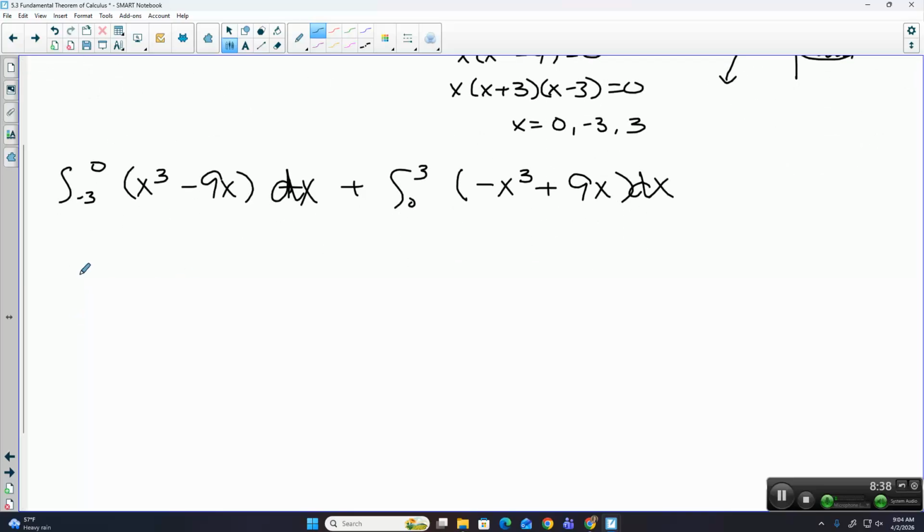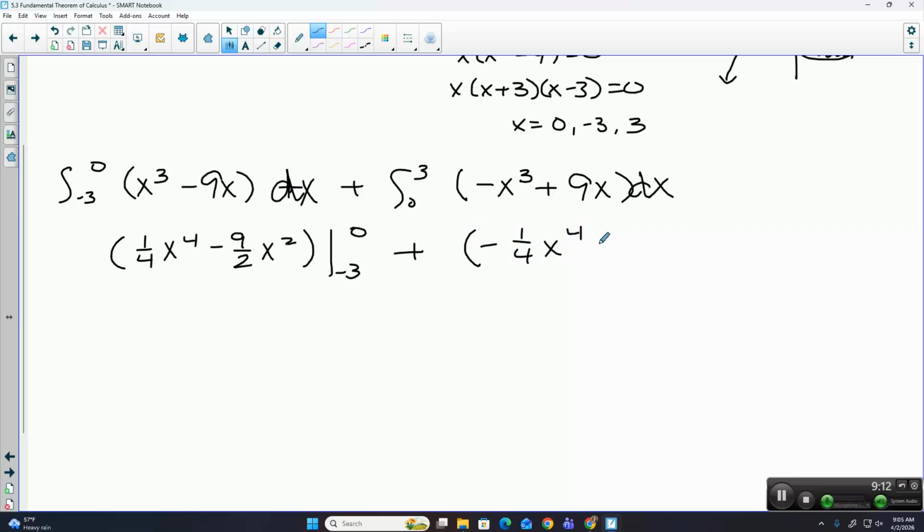All right, so then if I integrate, antiderivative of x cubed is 1/4 x to the 4th. Antiderivative of 9x would be 9/2 x squared. Oh goodness, that is sloppy. Let me try that again. We're going from -3 to 0. This piece, the antiderivative, is the same, the signs are just -1/4 x to the 4th plus 9/2 x squared.